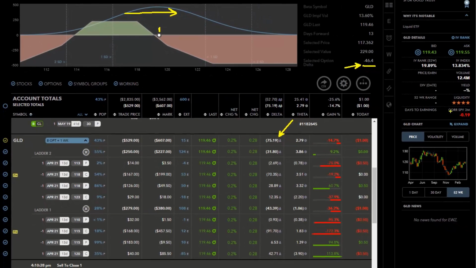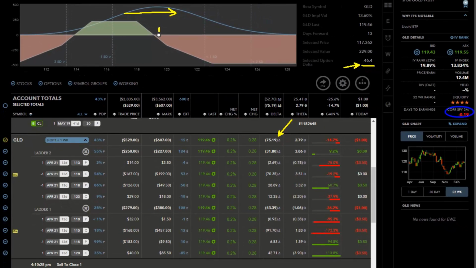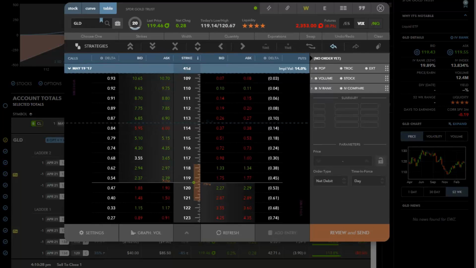One thing always to keep in mind before you place your trades is to understand the correlation impact between the underlying that you're looking at and the S&P, or whatever symbol you're beta weighting your portfolio to. All right, so that being said, let's dive into the trade page on Tastyworks web.